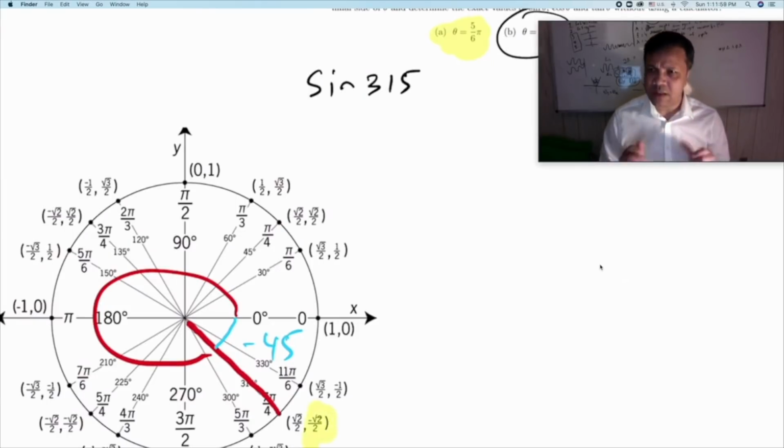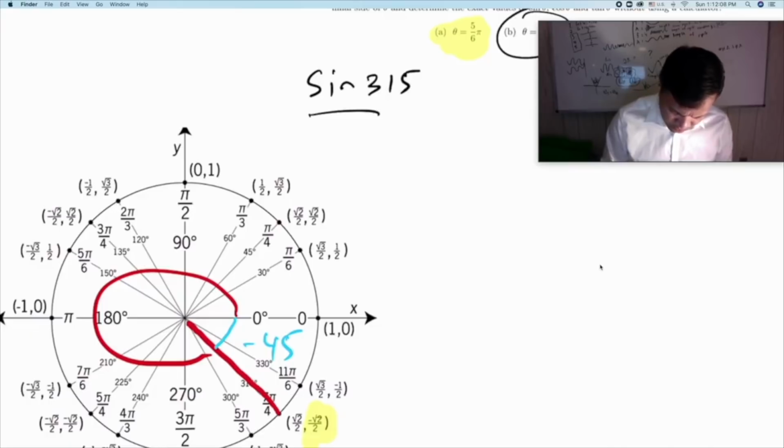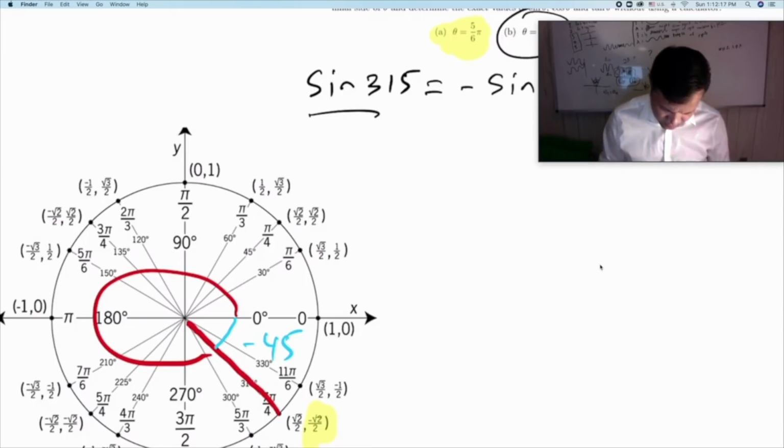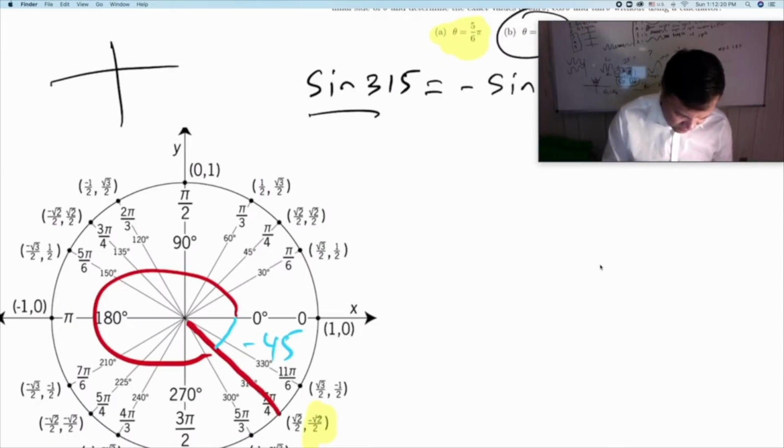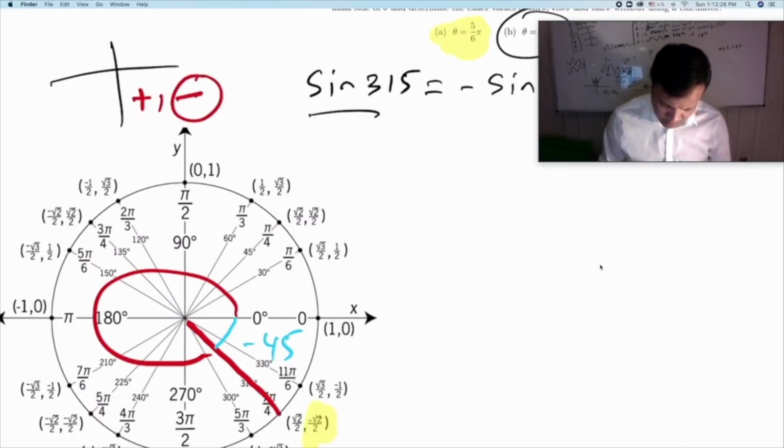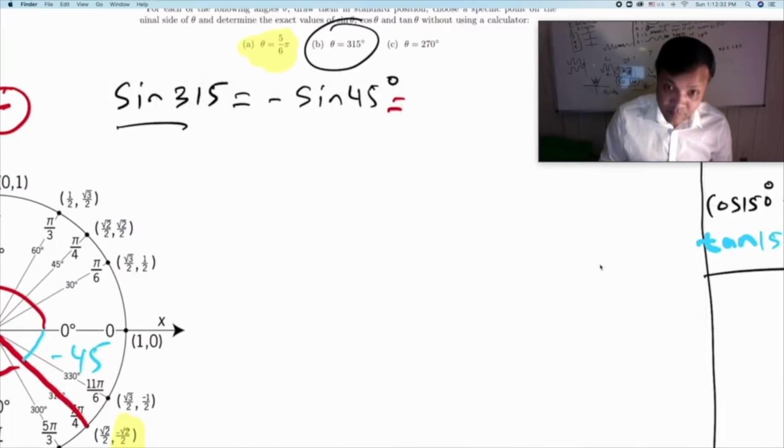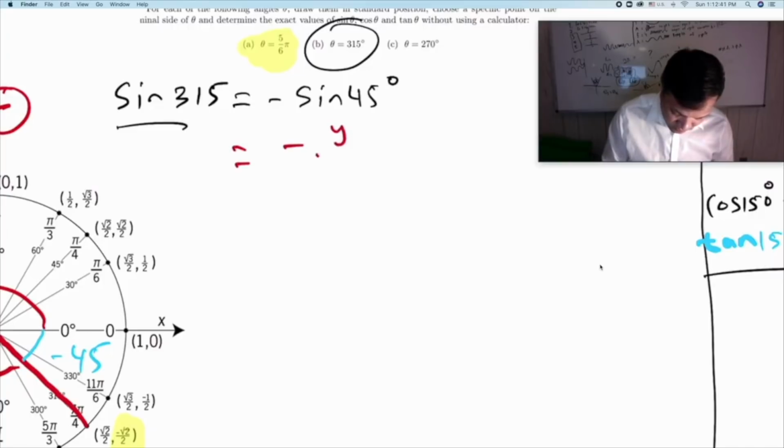But what if you don't have access to the unit circle? Then you have to use the right triangle. So sine 315 is equal to negative sine 45 degrees. Why negative? Because this is in the fourth quadrant, and in the fourth quadrant cosine is positive but sine is negative. So sine of negative 45 degrees is equal to negative y over r.